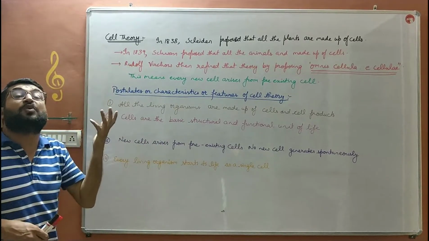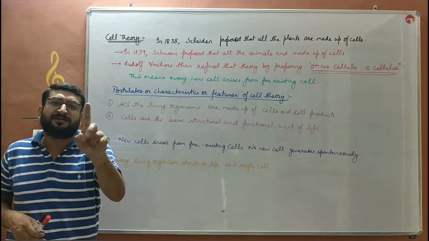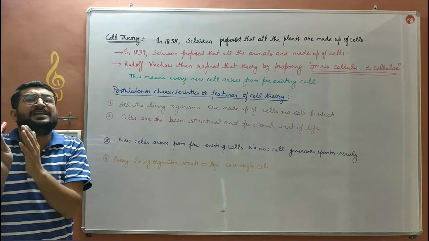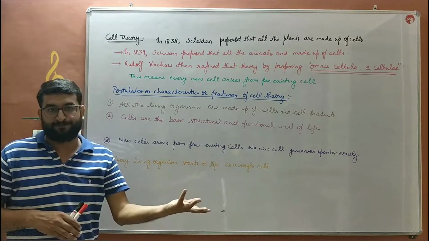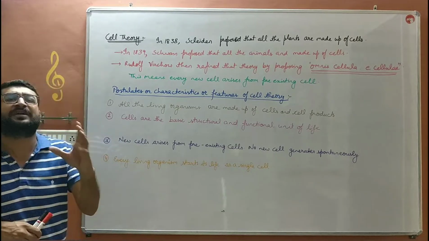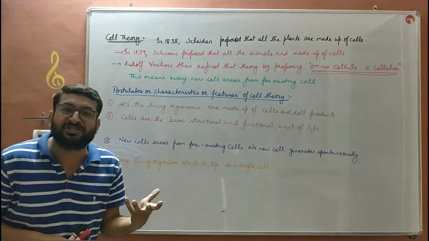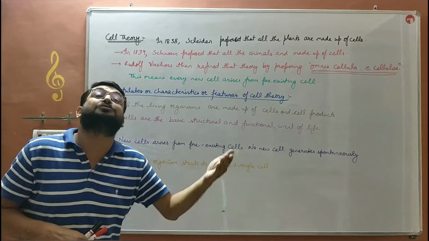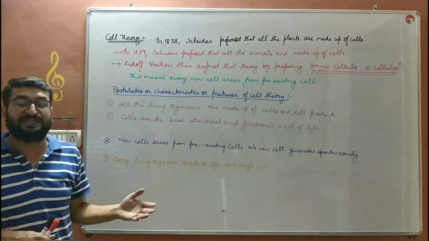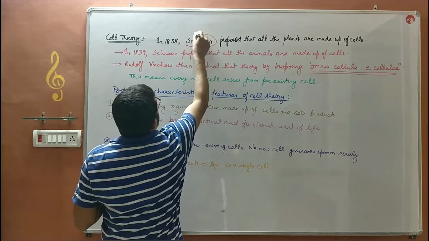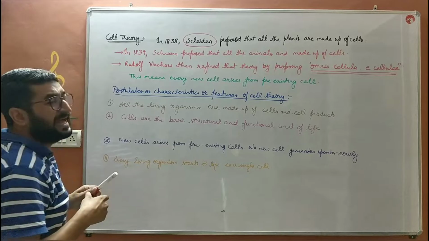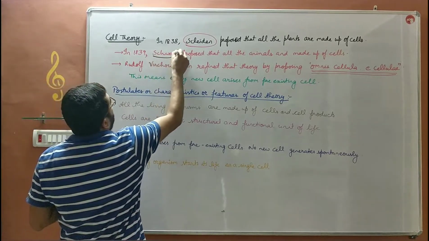If someone asks you what is cell theory in 1 mark, the answer would be every living organism is made up of cells. Every living organism is made up of what, bache? Cells. That is cell theory. This is called cell theory. That theory was proposed by Schleiden and Schwann.